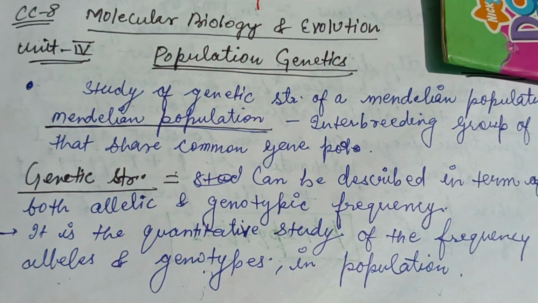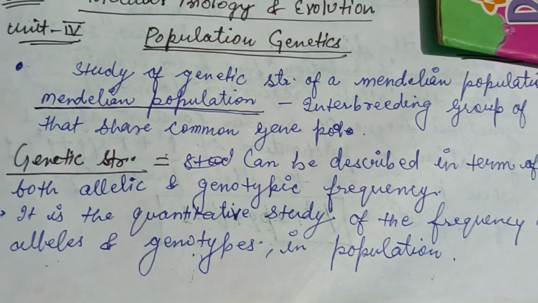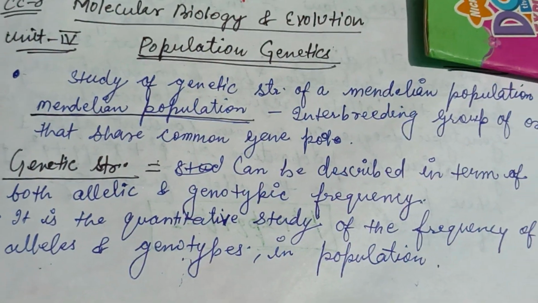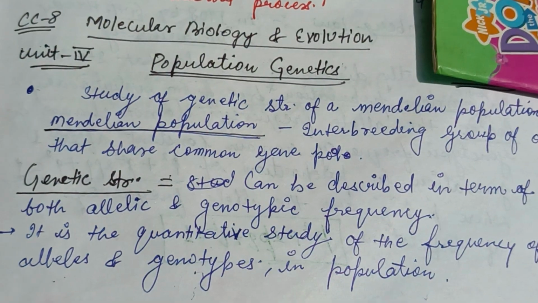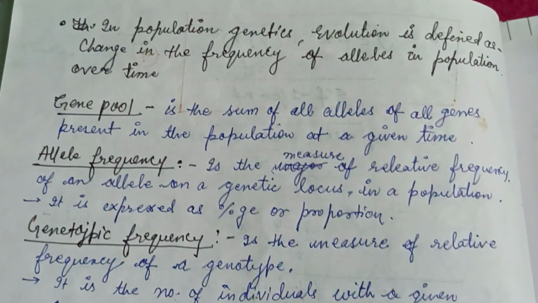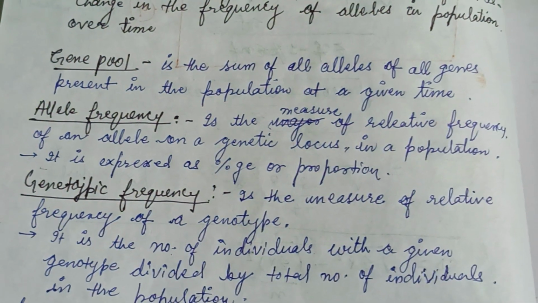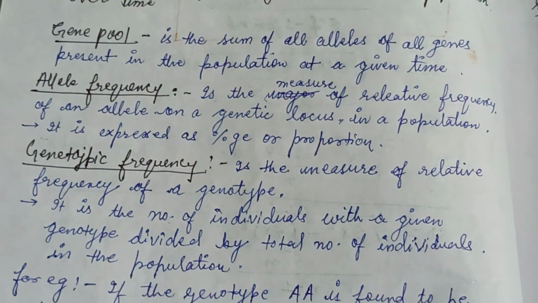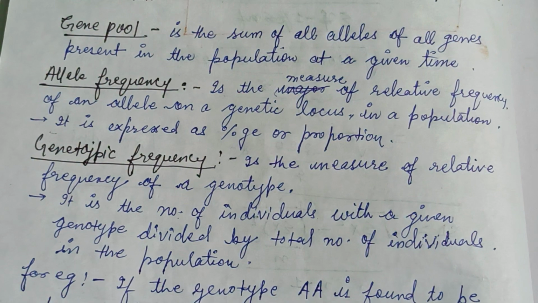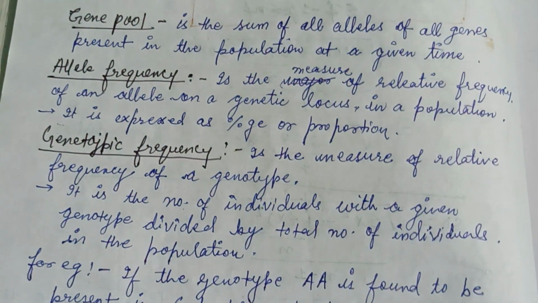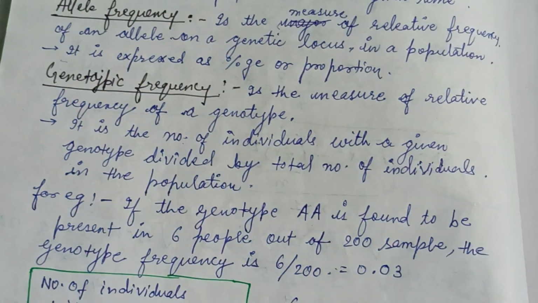So there is a term genetic structure, which can be described in terms of both allelic and genotypic frequency. It is a quantitative study of the frequency of the alleles and genotypes in a population. The gene pool is the total sum of all alleles present in the population, where allelic frequency is the measure of the relative frequency of an allele at a genetic locus in a population, and it is expressed as a percentage or proportion.